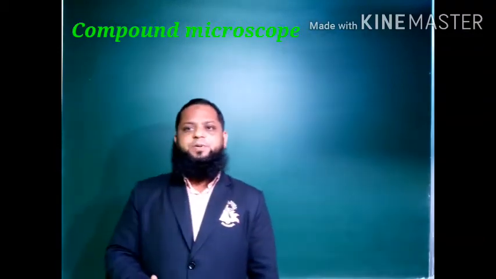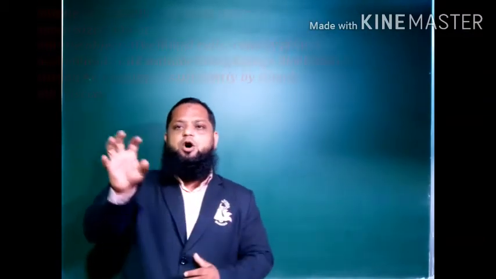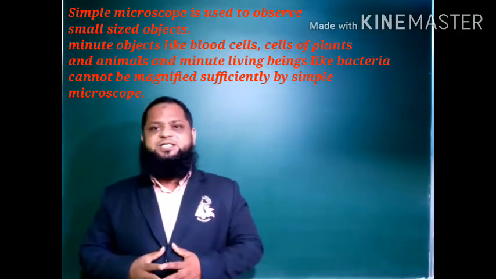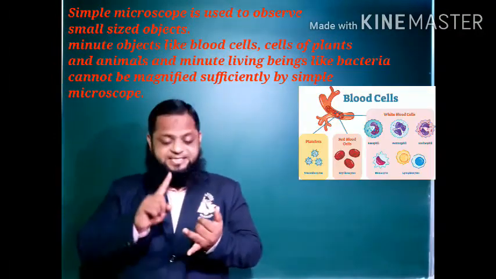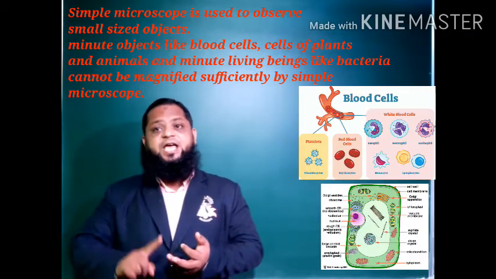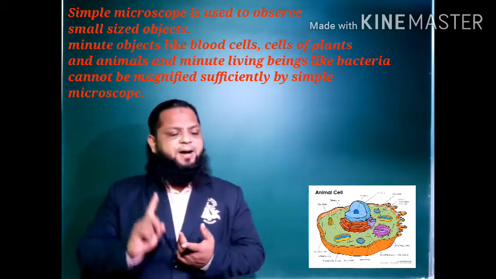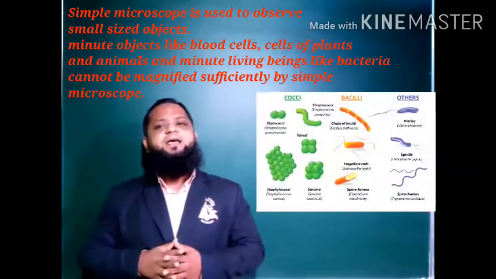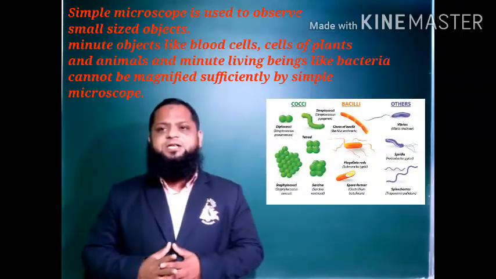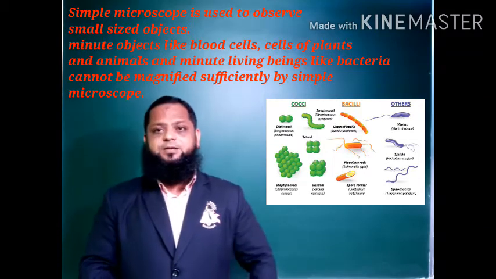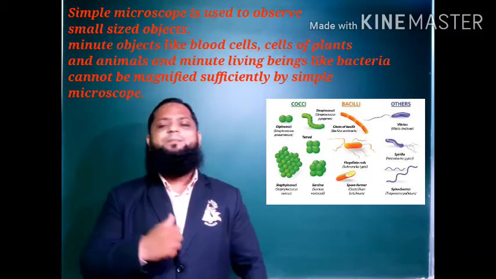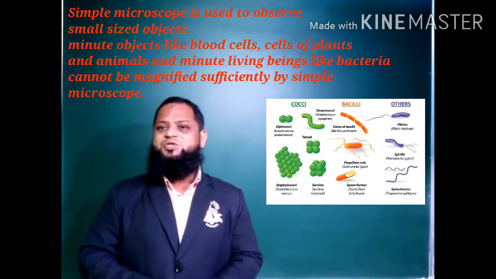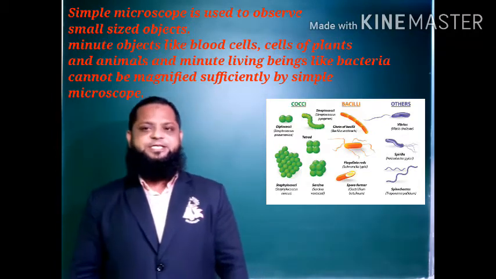Simple microscope is used to observe the small sized objects, but minute objects like blood cells, cells of plants, animal cells, minute living beings like bacteria cannot be magnified significantly by simple microscope. Compound microscopes are used to study these objects.